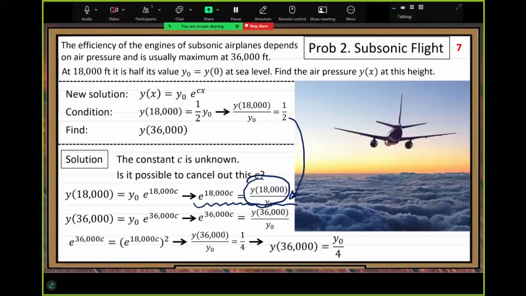Is it essential that we find the air pressure at sea level? No. Whatever is given. At sea level, y0, whatever that number is, you just copy that number. So we do not need to find it. It's not given, so leave it there. All right, so that's our second example.